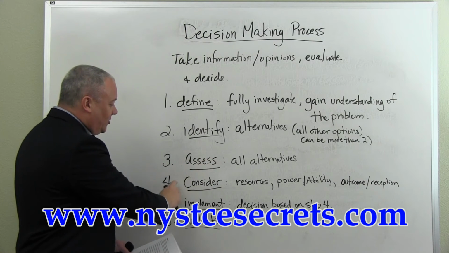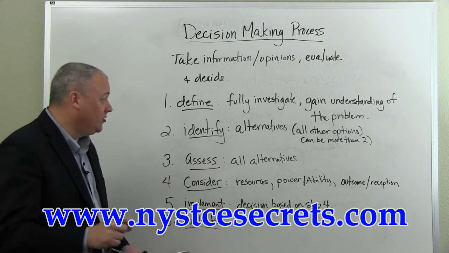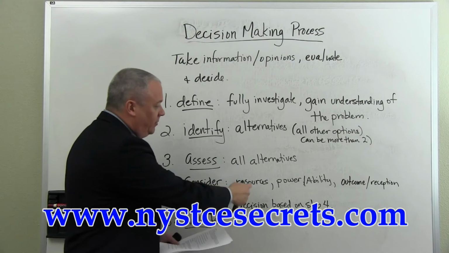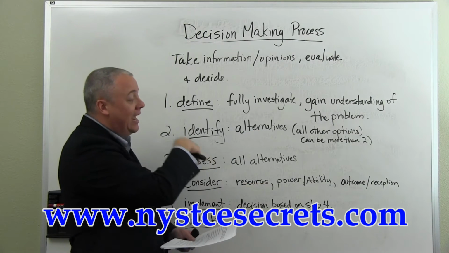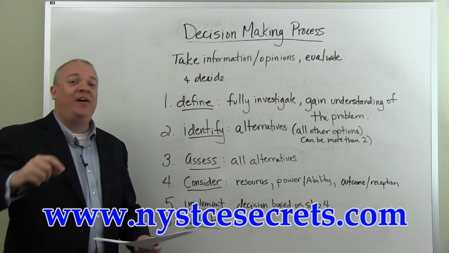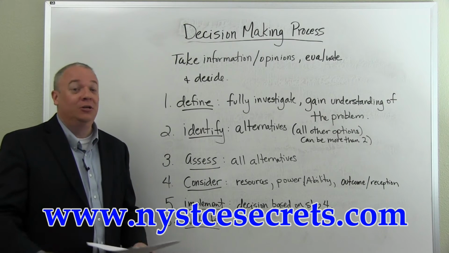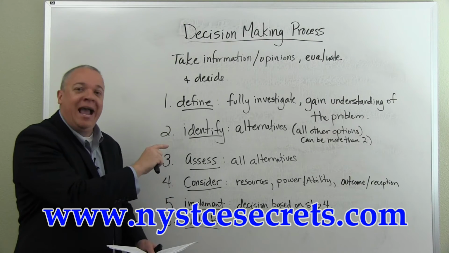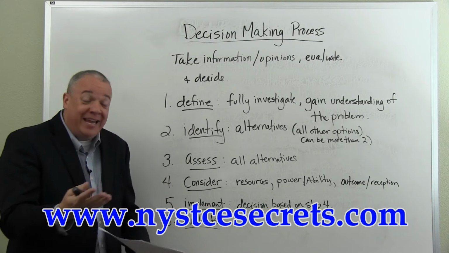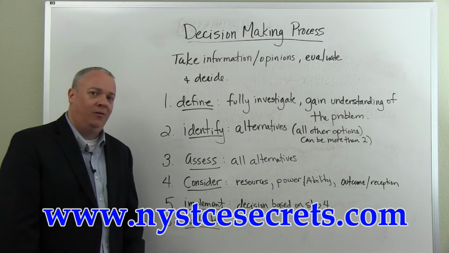And as you're assessing those alternatives, number 4 is critical here. You're considering all those alternatives in terms of resources available to you, power and ability to do it, and what would be the outcome of that? How would it be received? You may find an awesome solution to a problem or a great way of handling an issue, but it would be so unpopular. The outcome would be so bad that you have to say, well, we can't do that. It would absolutely destroy the organization even though the problem would be solved.